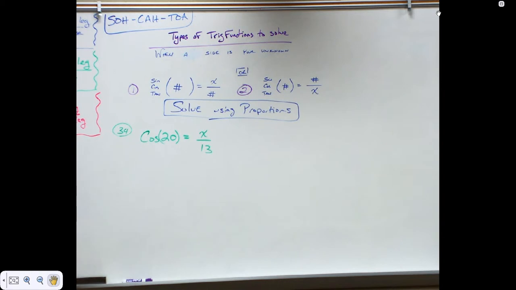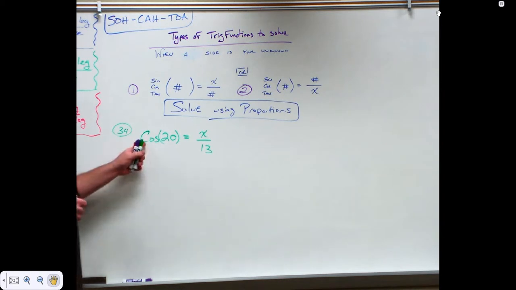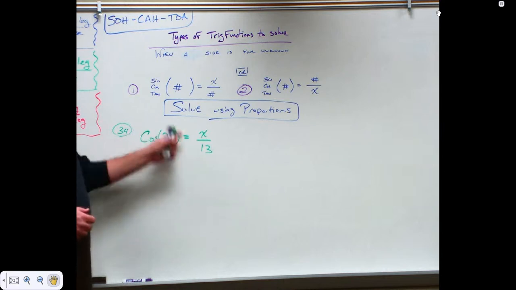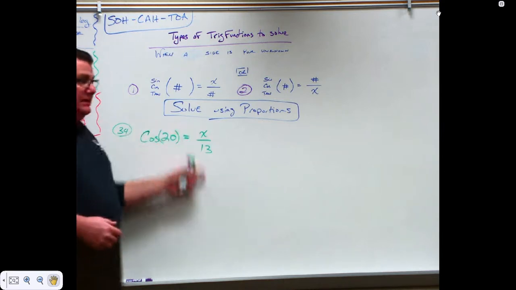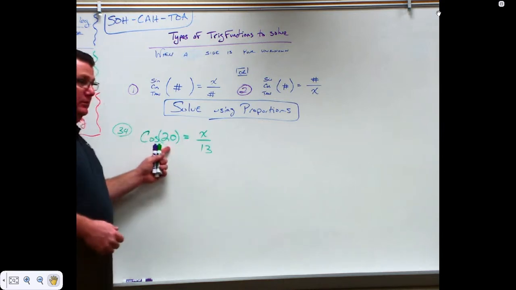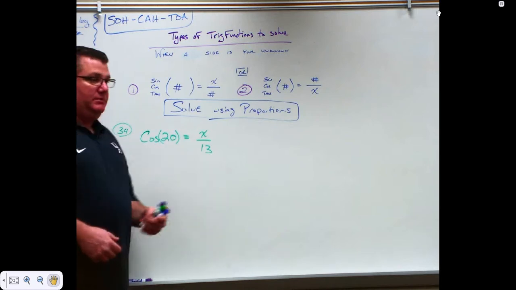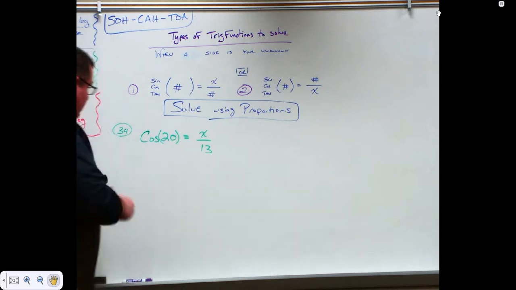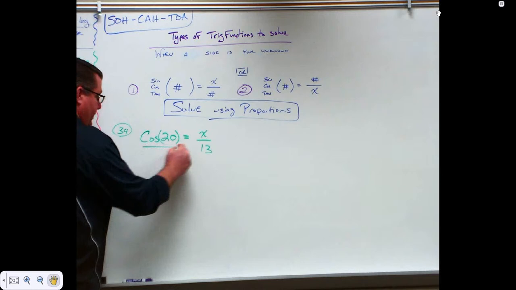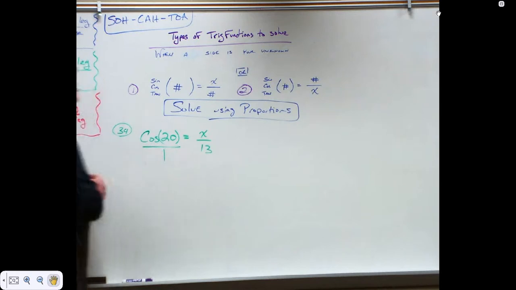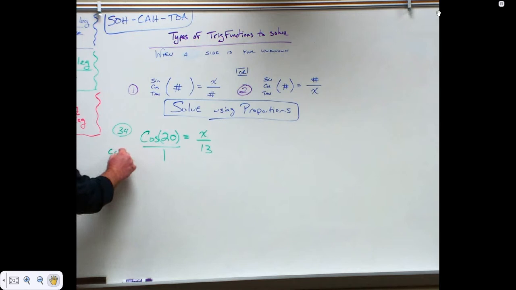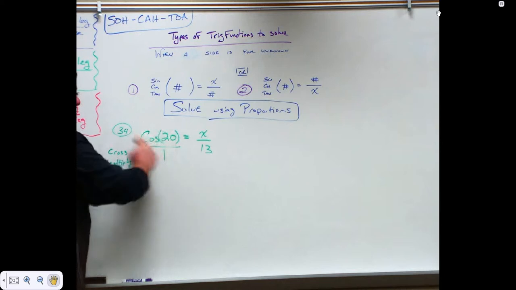Now, what did we just figure out that this is? This is just a number, right? Whenever your X is on the other side, your X is not the angle. You can solve by cross multiplying and solving. This is a number, so it's cosine of 20 over 1. So what we're going to do is cross multiply. Don't worry about what number this is until the end, okay?